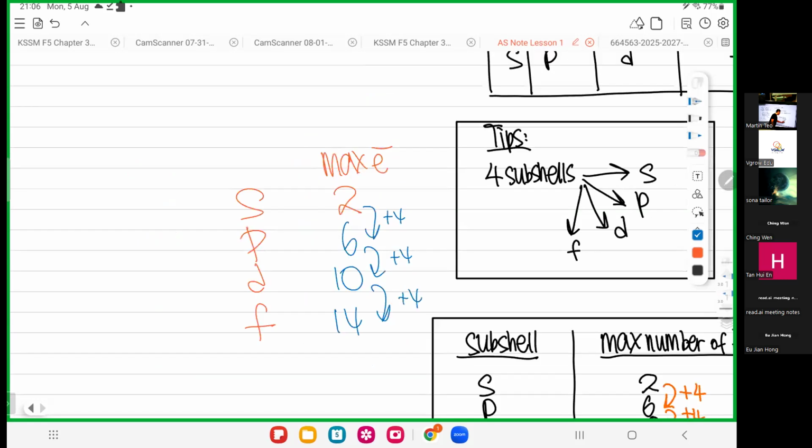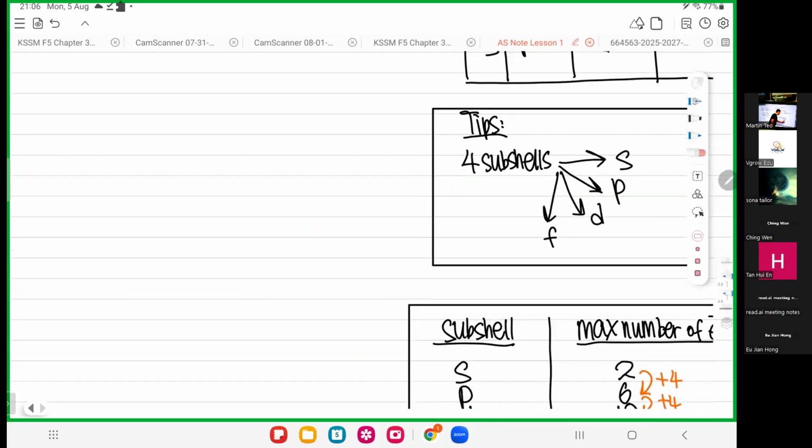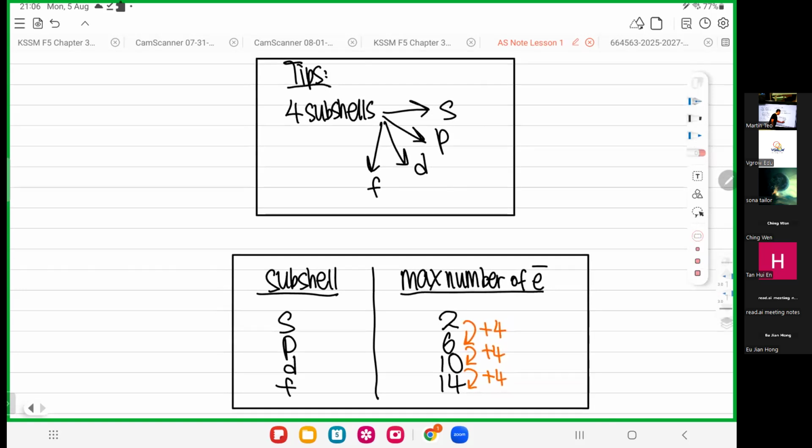So guys, let me know in the chat box, are you okay with what a subshell is and how many electrons every subshell can hold? Are you okay with that? So what word does SPDF stand for? No specific word. We just call it SPDF.